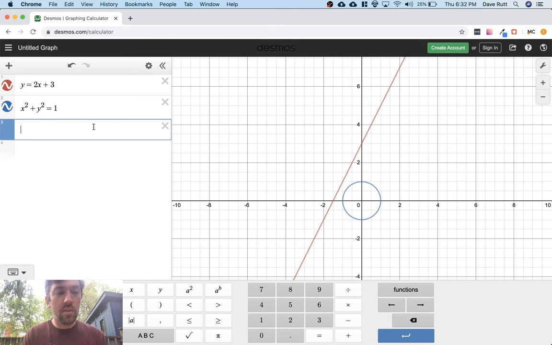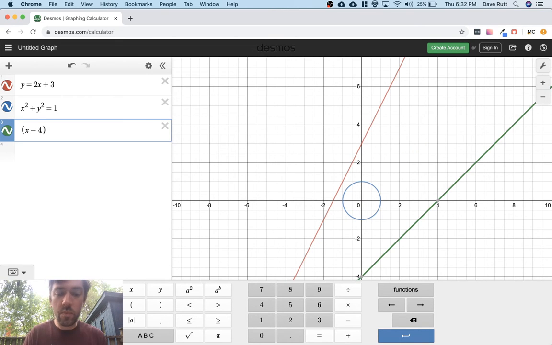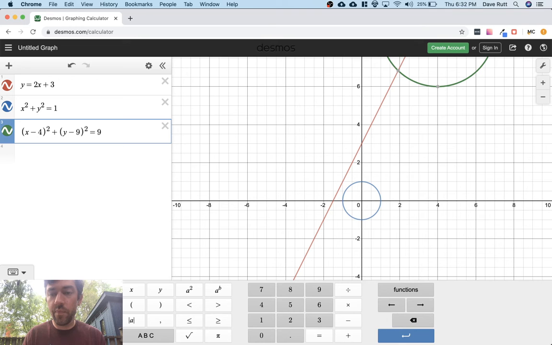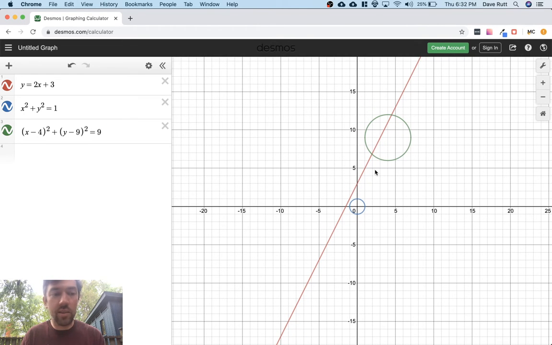So start with brackets. You're going to do x minus, say, 4. Close the bracket, then put the squared in, plus, and then the same thing for y minus 9 squared equals, let's do 9 again. So the circle is a little bit off the screen, so I'm going to zoom out, and there you go, you can see it there.